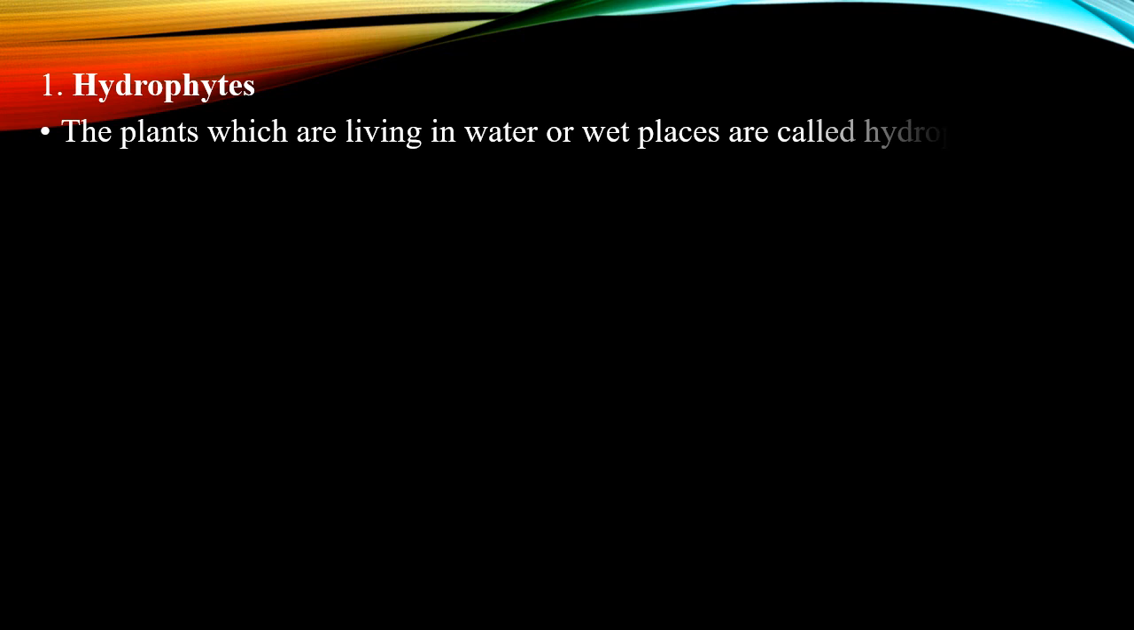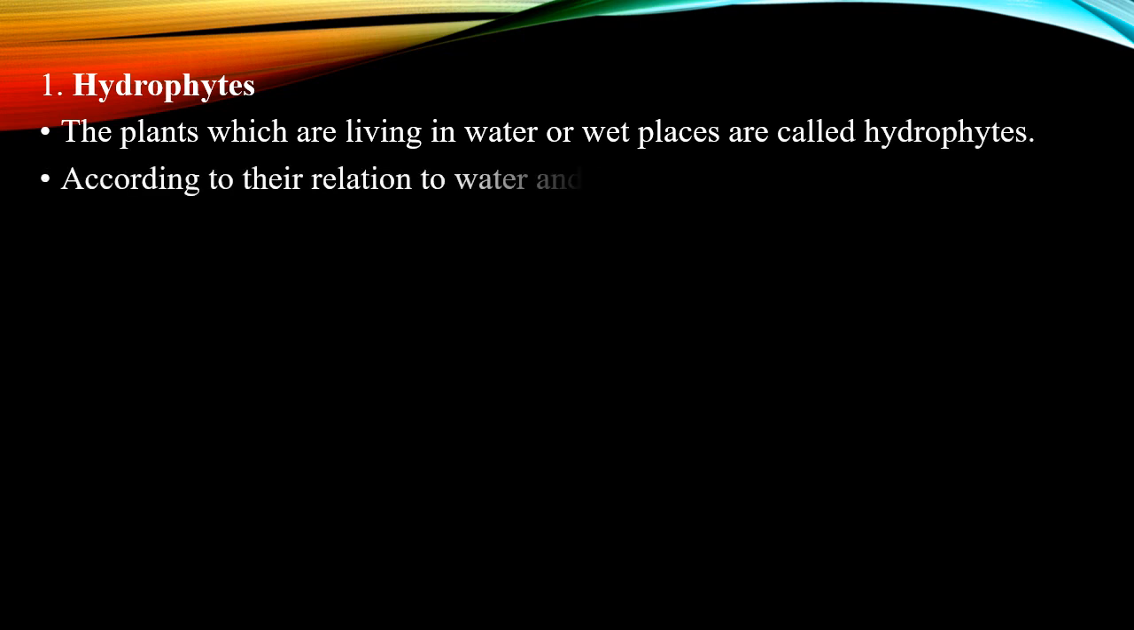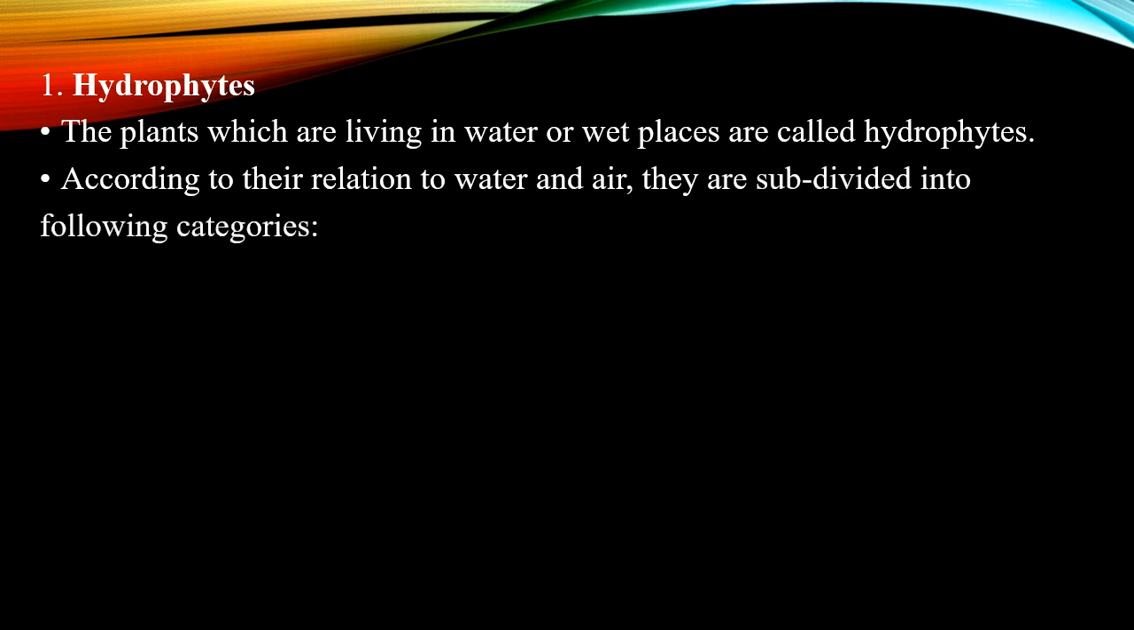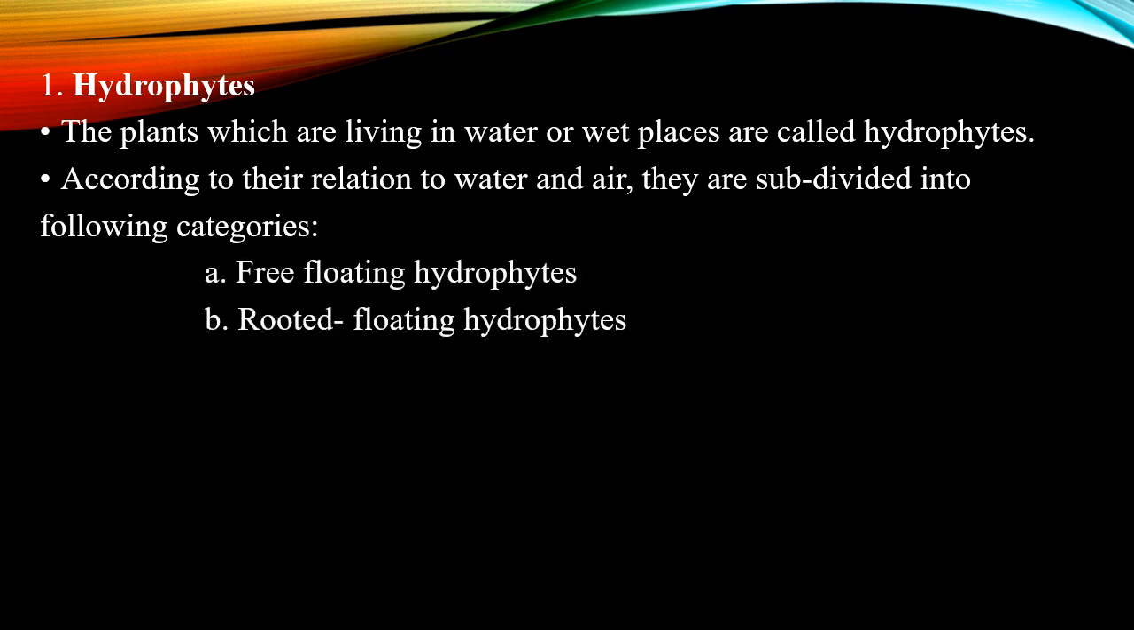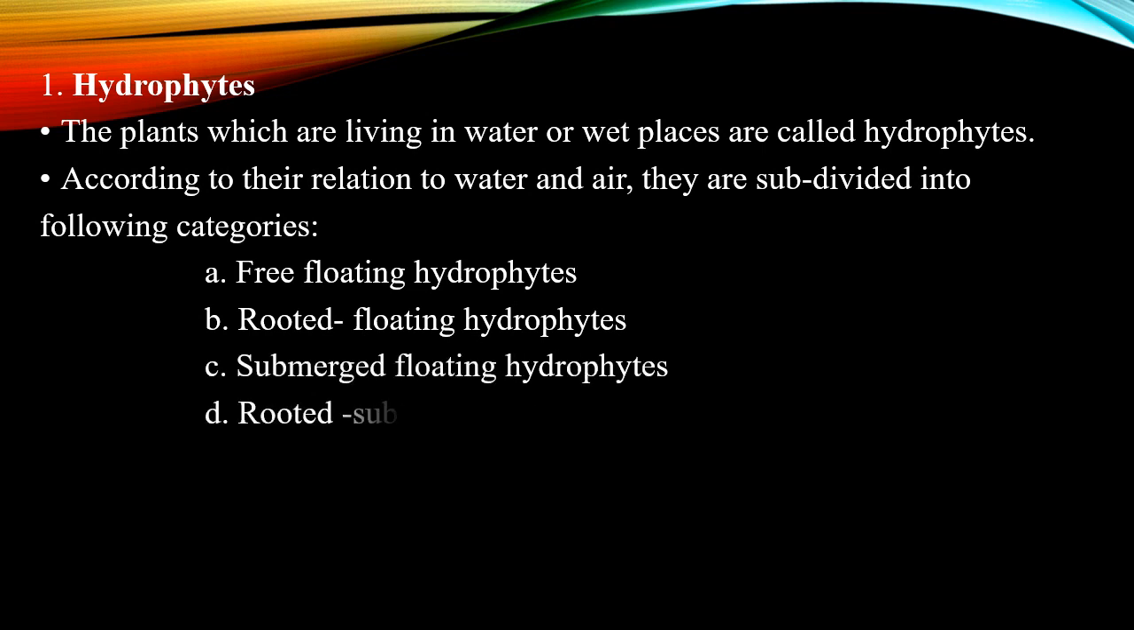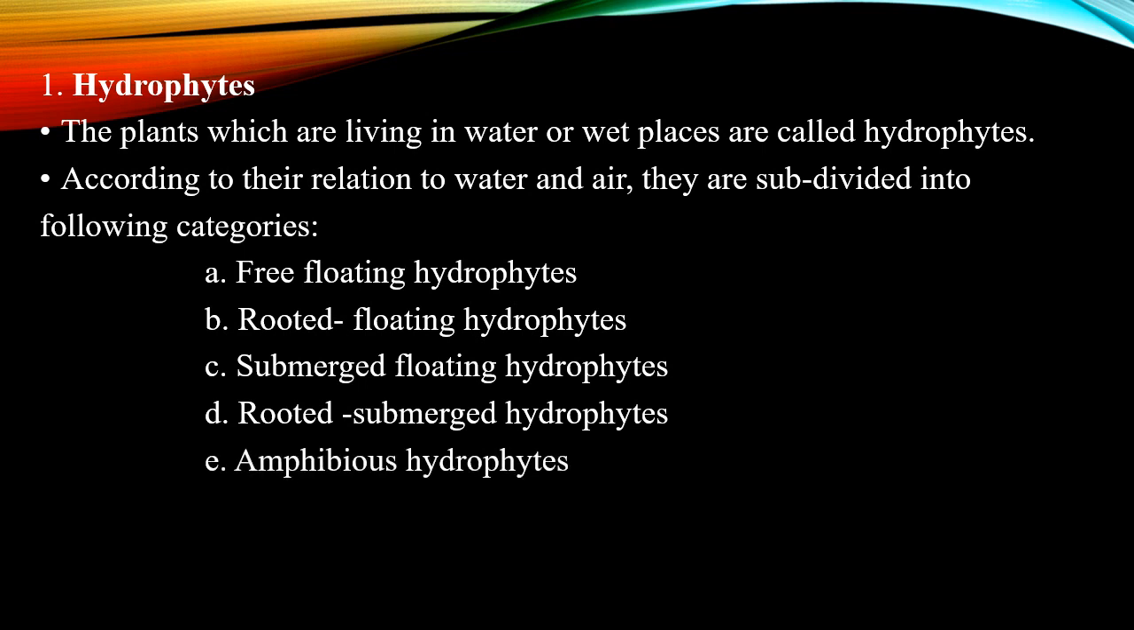Now let us discuss the hydrophytes. The plants which are living in water or wet places are called hydrophytes. According to their relationship to water and air, they are subdivided into the following categories: free floating hydrophytes, rooted floating hydrophytes, submerged floating hydrophytes, rooted submerged hydrophytes, and amphibious hydrophytes.